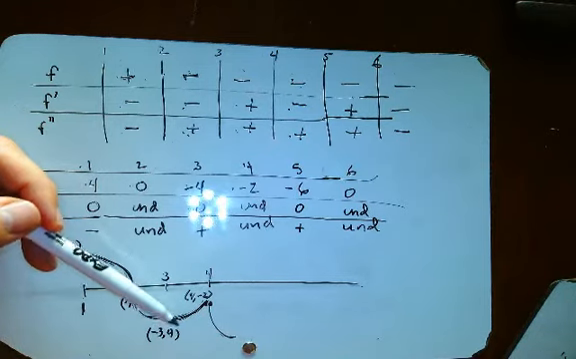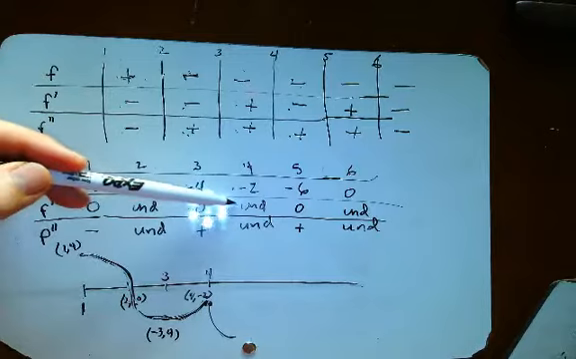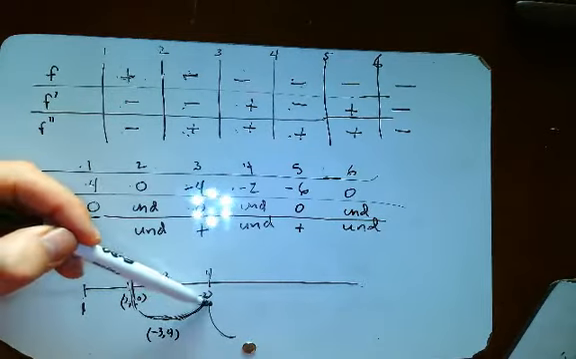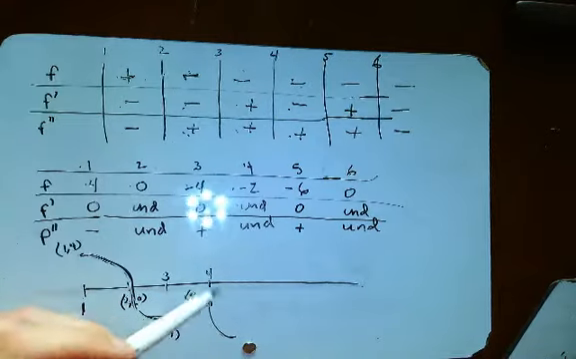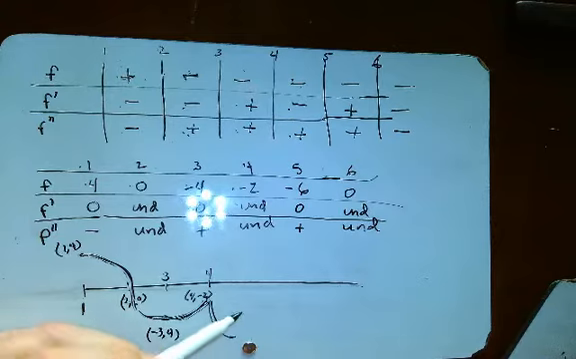Because I have this corner. Maybe it's even a cusp? No. Well, the slope is undefined. And that's the definition of cusp. So I have an undefined slope here, and decreasing and concave up between 4 and 5.